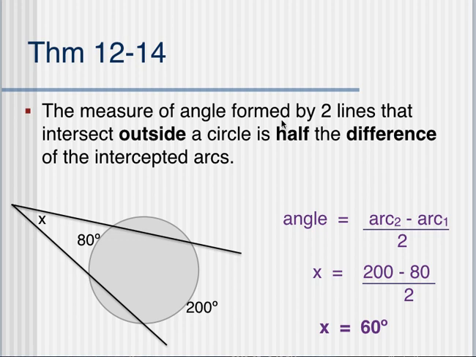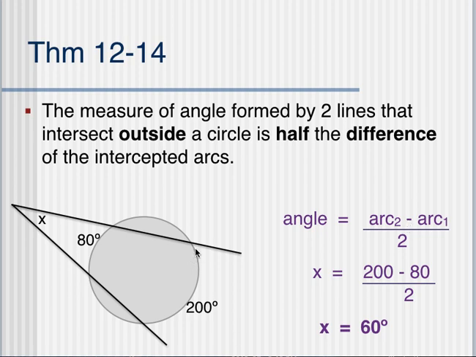The measure of an angle formed by 2 lines that intersect outside a circle is half the difference of the intercepted arcs. So your intercepted arcs are still what you use, the 80 and 200 here. The difference, though, tells you to subtract. So really the only thing that changed in your formula is that instead of adding your arcs and dividing by 2, you are subtracting your arcs and dividing by 2.